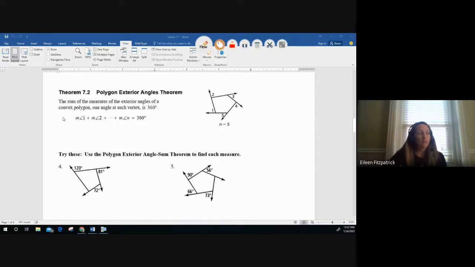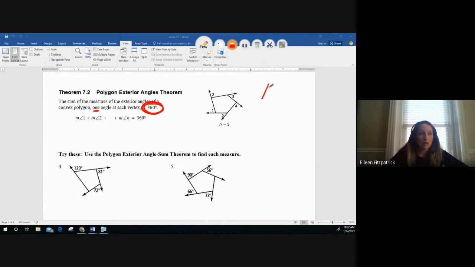Now we're going to talk about the exterior angles. The sum of the measures of the exterior angles of a convex polygon, one at each angle, and that's important, the one at each angle, is 360. For your exterior angles, it doesn't matter the shape. We could be talking about a triangle, quadrilateral, pentagon, hexagon, octagon, it doesn't matter. All the exterior angles are always going to add up to 360.